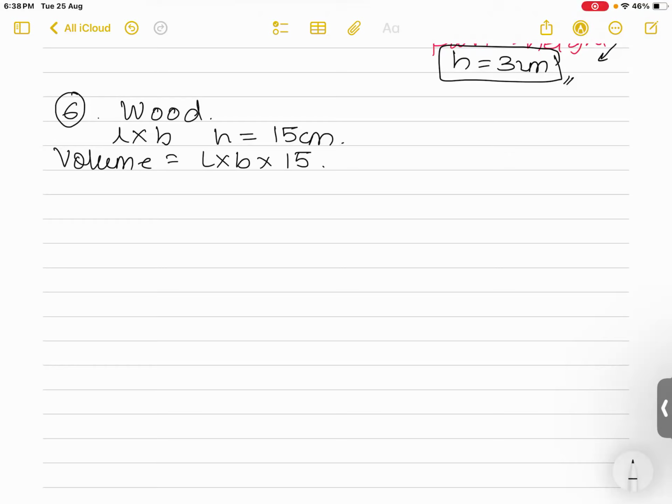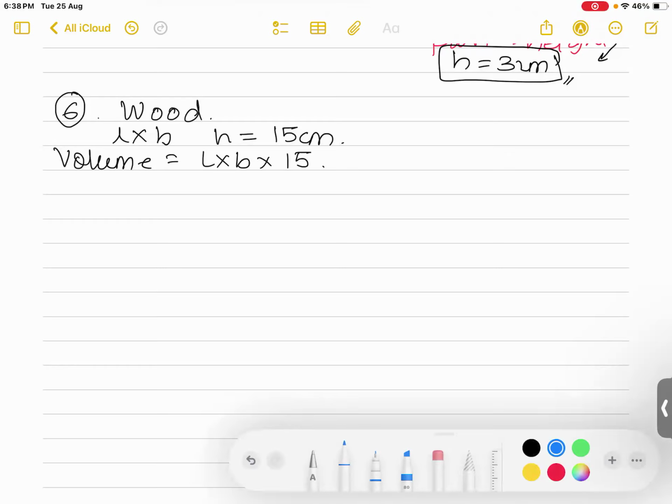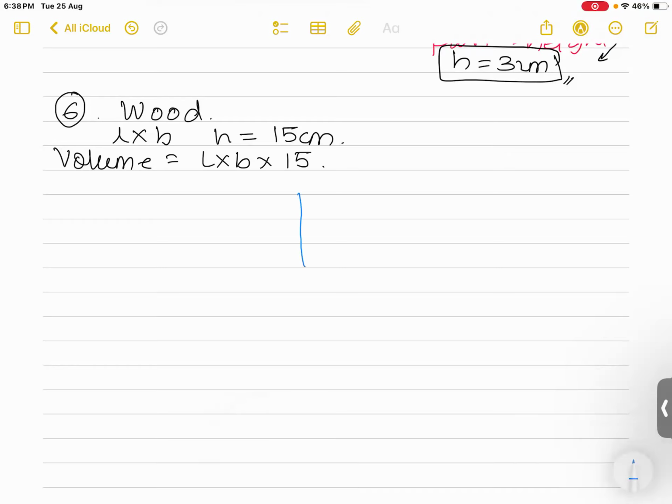Vertically with its height 10 centimeters in water and 12 in spirit. Okay, so when it is dipped in water, the portion above the water or below the water? Dipped in water, its height is 10 centimeters in water. So 10 centimeters goes inside the water. So the volume in water will become L into B into 10.